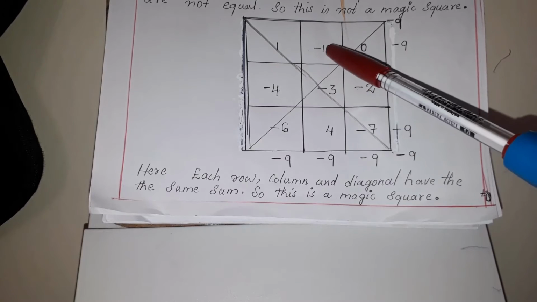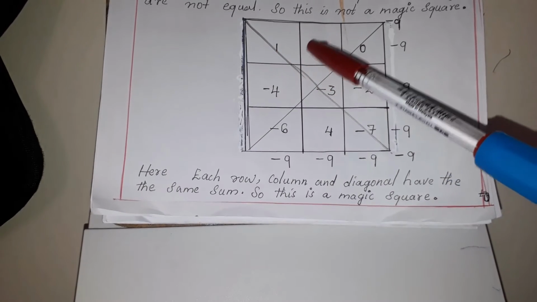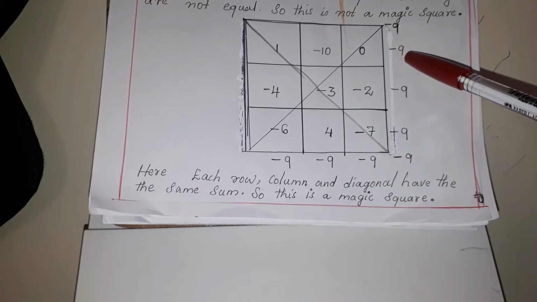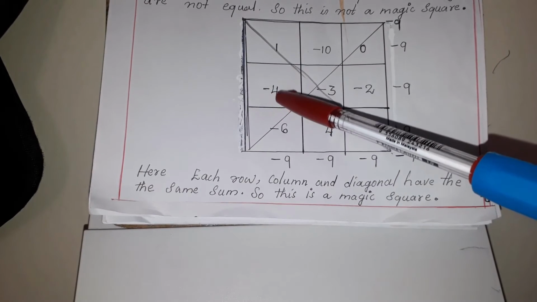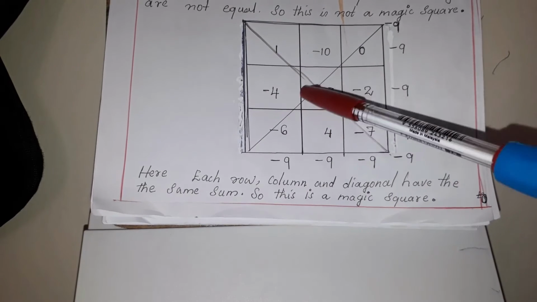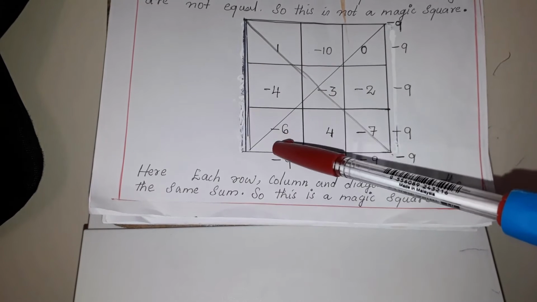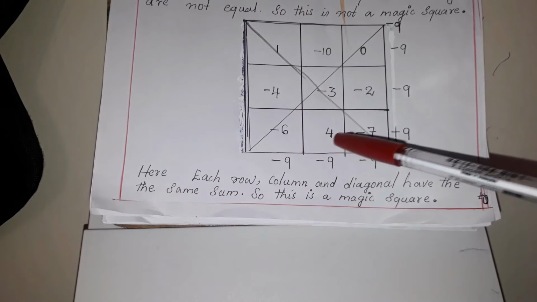See, one is negative and the other one is positive. So we have to subtract and put the greater sign. So we get 9 here, isn't it? Then minus 4 plus minus 3 plus minus 2. So all are negative. So we can add, we get minus 9 again here. Minus 6, 4, minus 7.